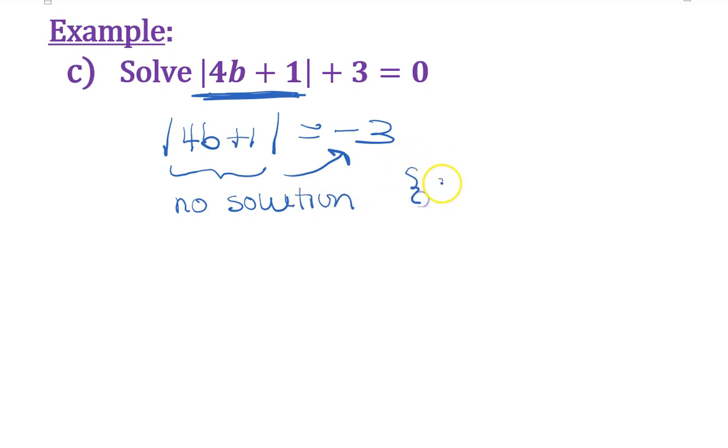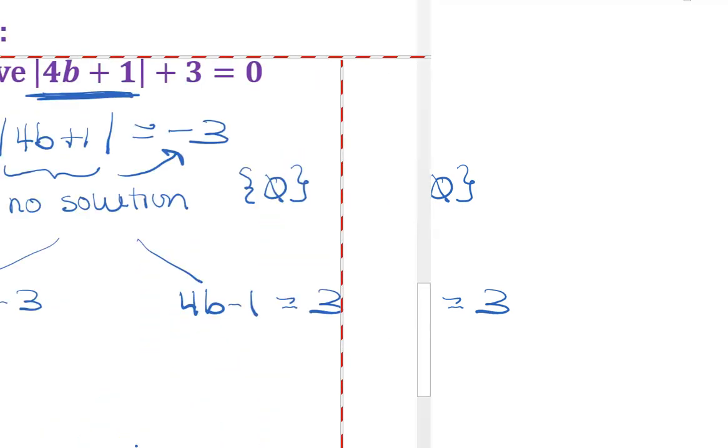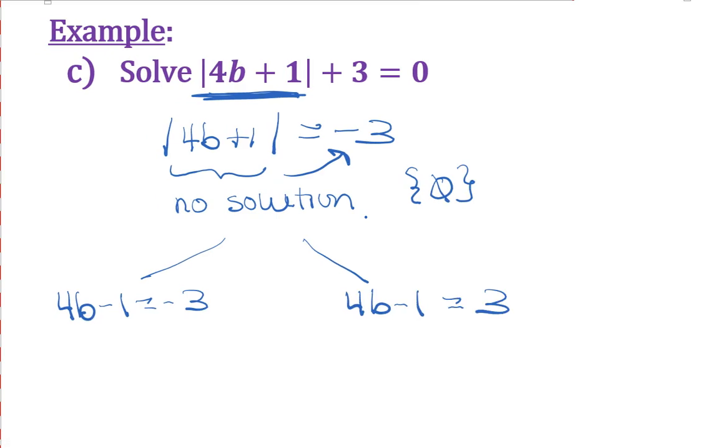We name that solution set as the null set. It's a 0 with a slash through it. So if you recognize that, you can stop right there. If you don't, what would happen is you would write your two scenarios: 4b plus 1 equals negative 3, and 4b plus 1 equals positive 3, solve those, and check both of those solutions, and you would find that neither works. That's something that we may talk about in class if someone has a question about it. So that's the last of the concrete examples.